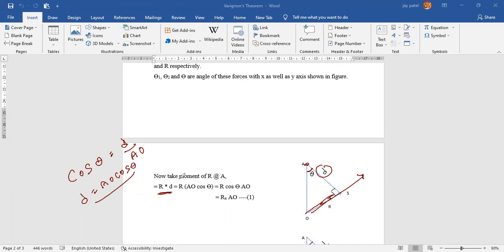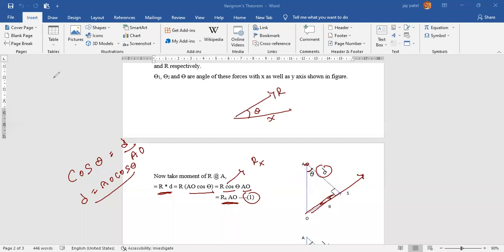Is it clear? Fine. What is D? We have already calculated: D equals AO cos theta. Put that value: R into AO cos theta. Simplify: R cos theta into AO. Now can I say that R cos theta is nothing but the x component of the resultant force, because our resultant force makes angle theta with x? Yes or no? I hope it is clear to all of you. Rx into AO. Keep this in mind and call it equation number 1. Students, please give me a reply. Only one student has given a reply in the chat box. I want a reply from all 19 students in the group.